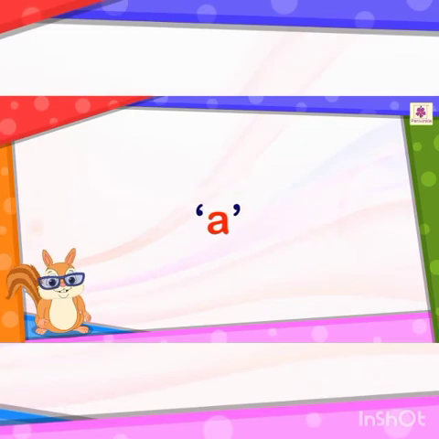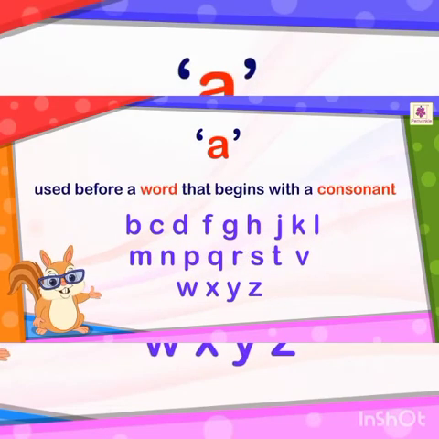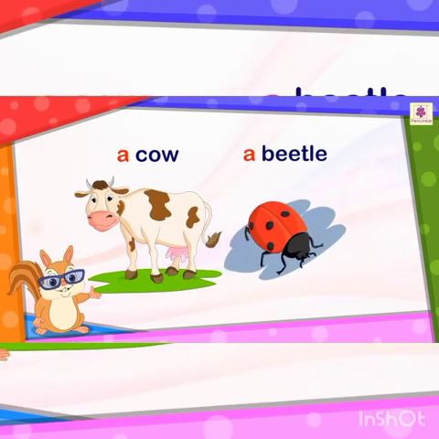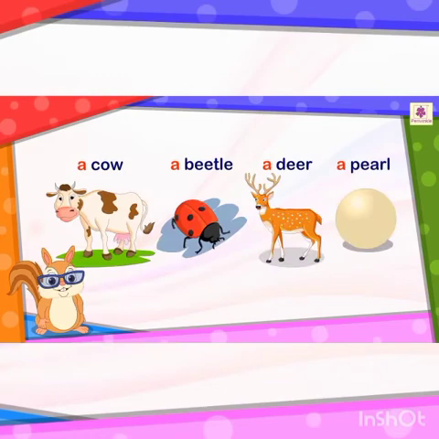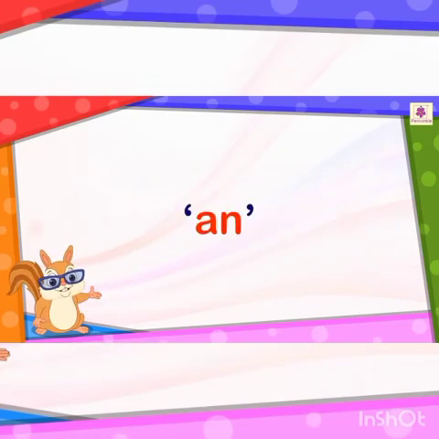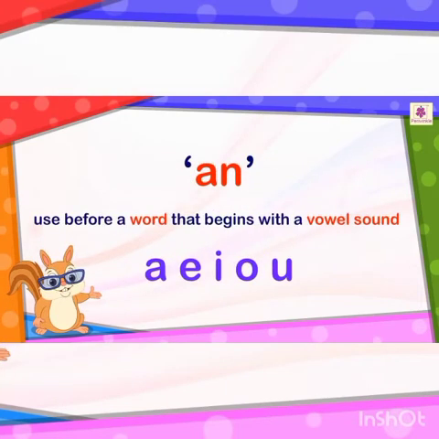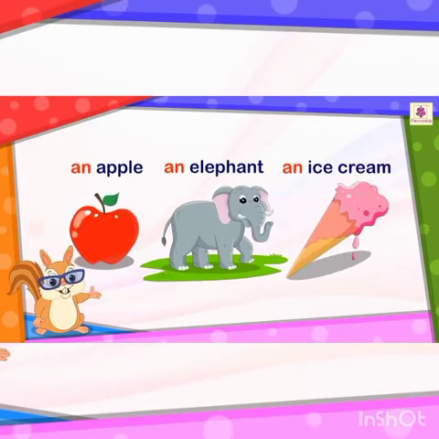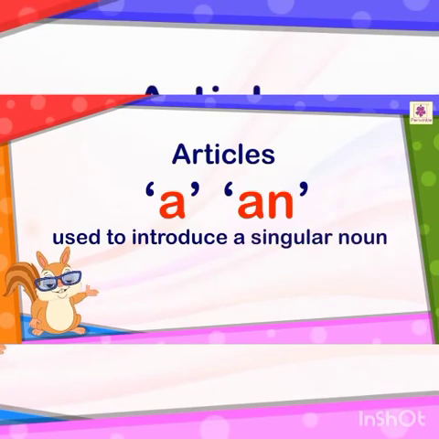Students, as you know, the article a is used before a word that begins with a consonant. So you can see the consonants like a cow, a beetle, a deer or a pearl. We use an before a word that begins with a vowel sound. For example, an apple, an elephant, an ice cream. So students, a and an are used to introduce a singular noun.